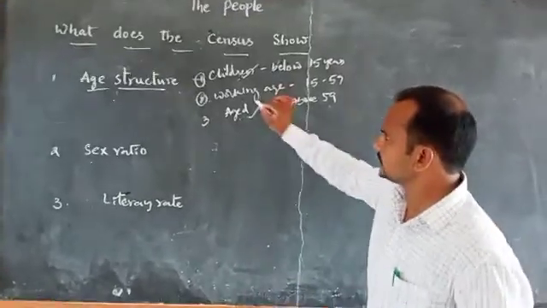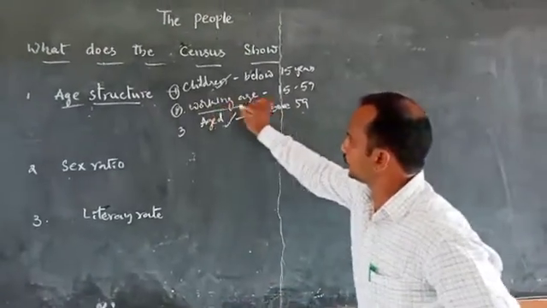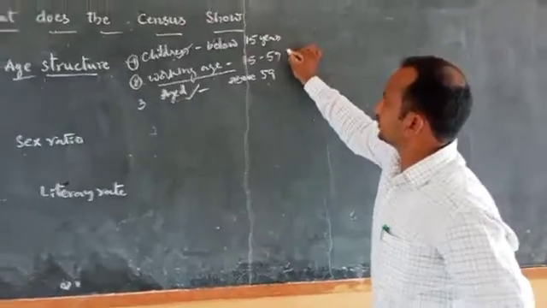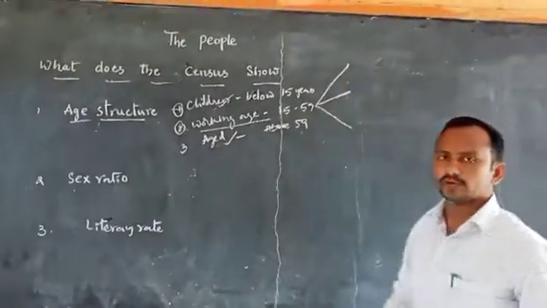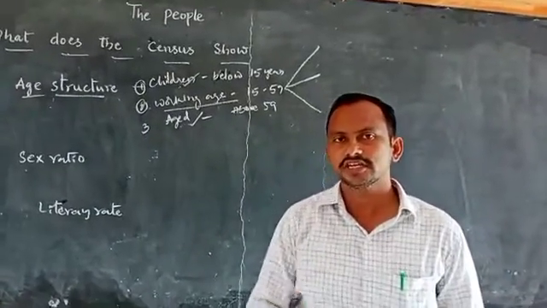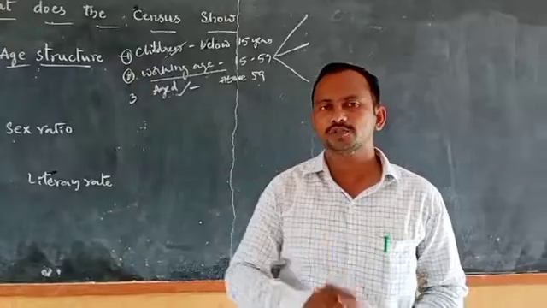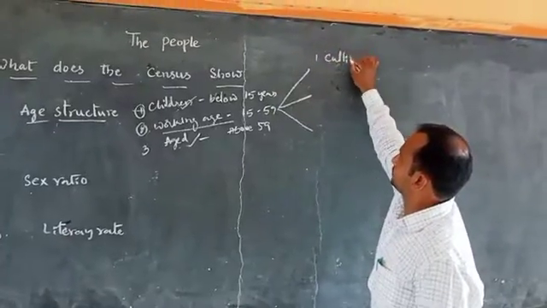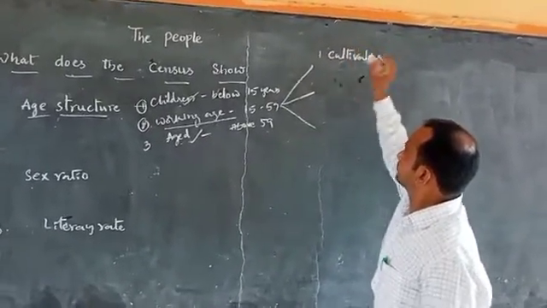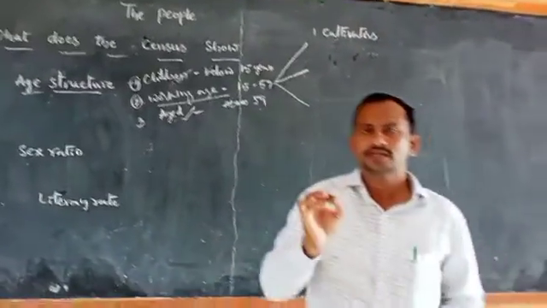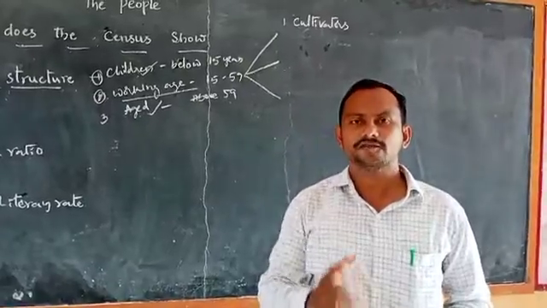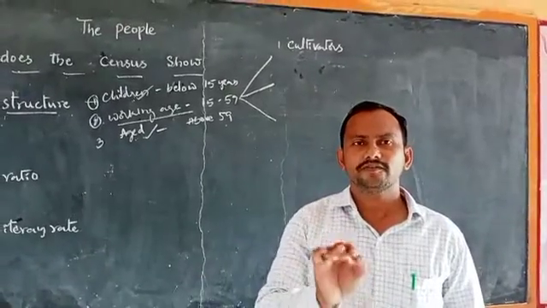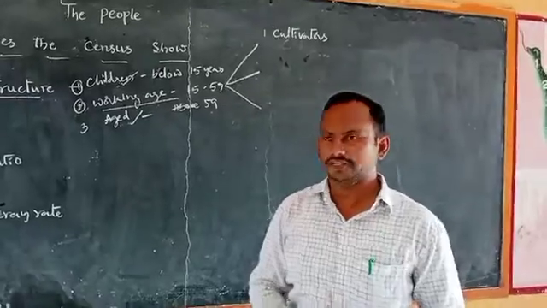Let us see. This working age population, those who are between the age group of 15 to 59, is divided into four categories by the Census of India. The first category is cultivators. Cultivators means the people who are cultivating the crops. It means they are the farmers. Either they have their own land, otherwise they take the land for rent. They are known as the cultivators.